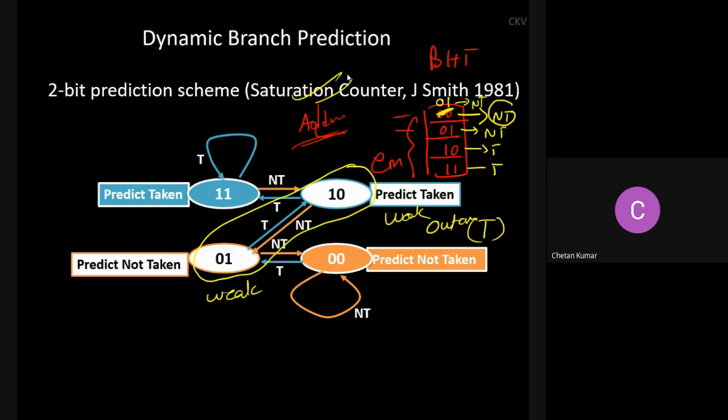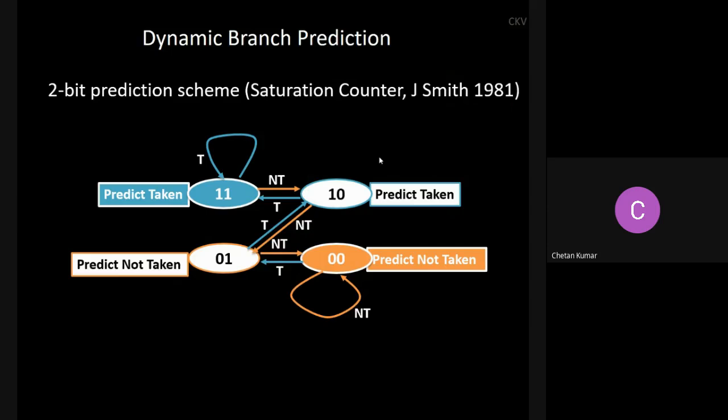Is it clear? So it basically changes on how, so you are initially storing 0 0. Meaning you are in this state and your outcome came to be taken. If your outcome came to be taken, then the state that you have to go to is basically 0 1. Here it can go continuously wrong also. And how often it goes wrong depends on the branch behavior: if your branch behavior is totally different from what we are predicting, then there is always a chance of your prediction going wrong.